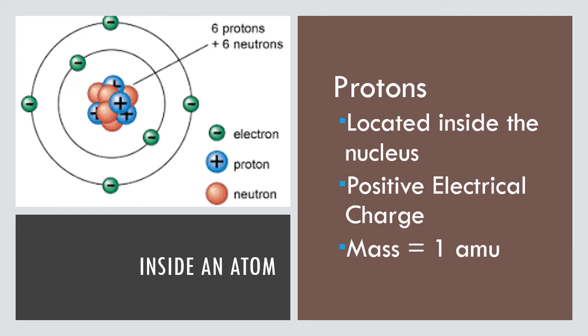So protons are located inside the nucleus, right here, and they have a positive electrical charge. They have a positive electrical charge and a mass of 1 AMU. So AMU stands for atomic mass unit. And so whenever we get into the periodic table, this idea of atomic mass is very important. So we're going to take a look at that.